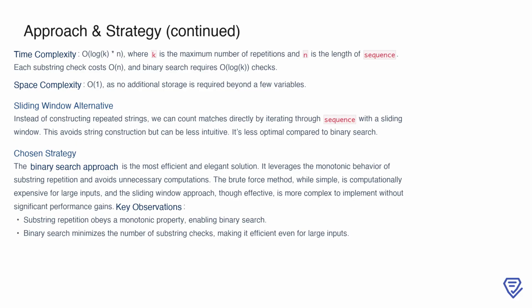Alternatively, a sliding window approach can also be used. Instead of repeatedly constructing strings, this method involves directly iterating through the sequence to count matches using a fixed size window. While this avoids string construction and can be more memory efficient, it is less intuitive and adds implementation complexity.